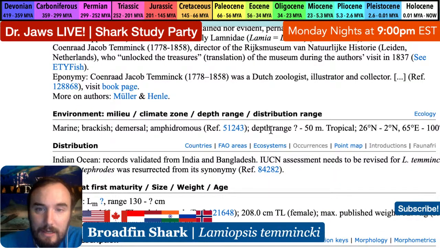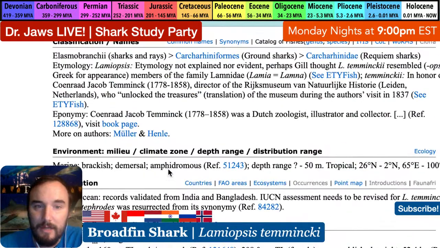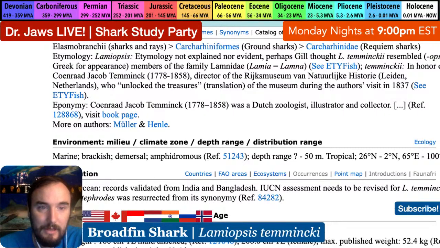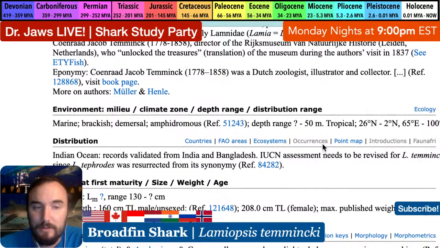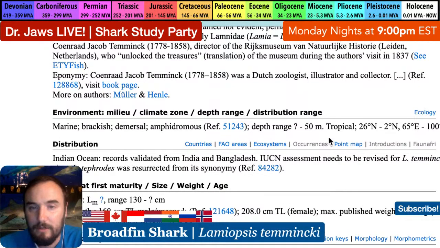So anyway, we were looking at that. The depth range is down to 50 meters, which for a shark is actually pretty shallow. Looking back at the broadfin shark, we said amphidromous, marine, brackish, demersal. 50 meters is the maximum depth range, which is really, really shallow. It's actually a little scary conservation-wise, because you don't really have a refuge at depth at 50 meters. You're still subject to a lot of fishing pressure, so that might be a factor in why the species is endangered. Distribution is Indian Ocean, with records validated from India and Bangladesh.